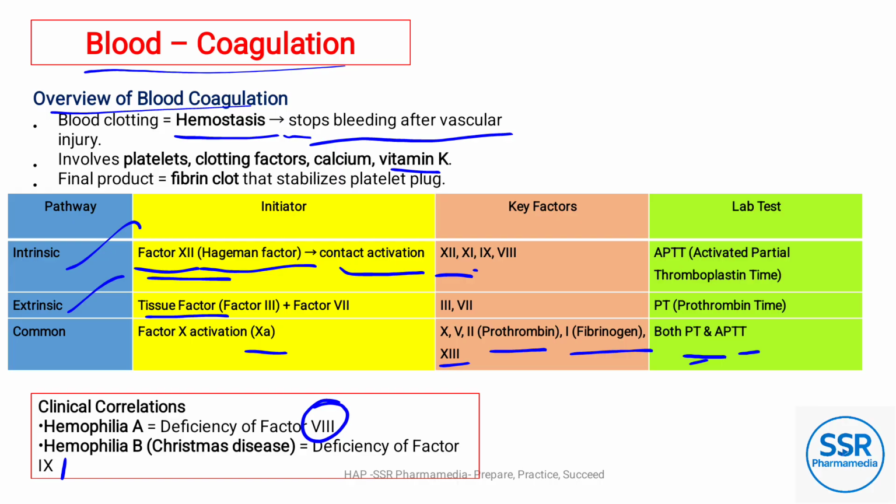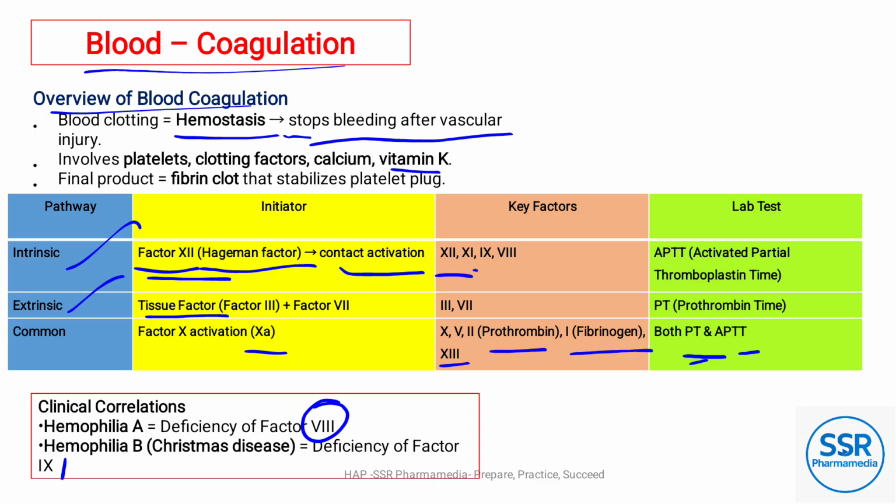The extrinsic pathway involves tissue factor, factor 3, and factor 7, assessed by prothrombin time. The common pathway starts with factor 10 activation, 10A, and involves factors 10, 5, 2, which is prothrombin, 1, which is fibrinogen, and factor 13. It involves both prothrombin time and activated partial thromboplastin time.